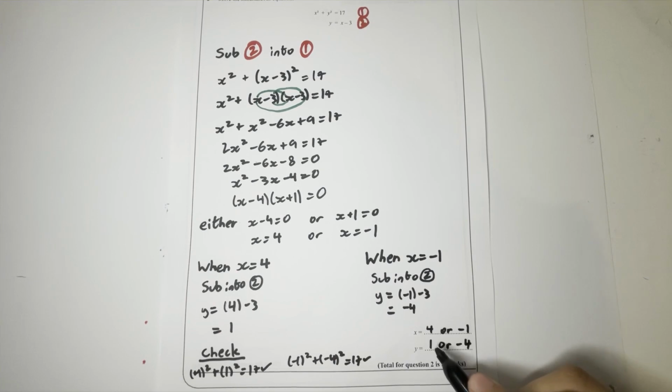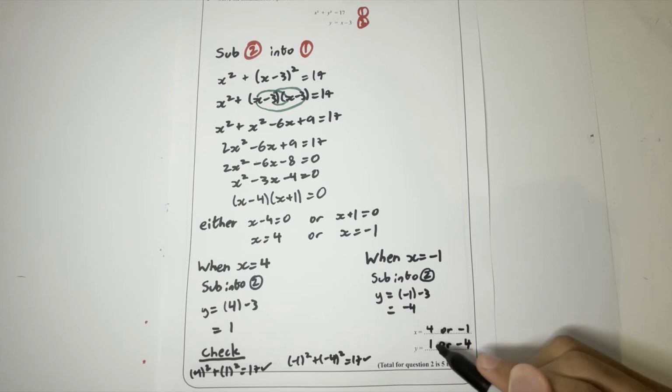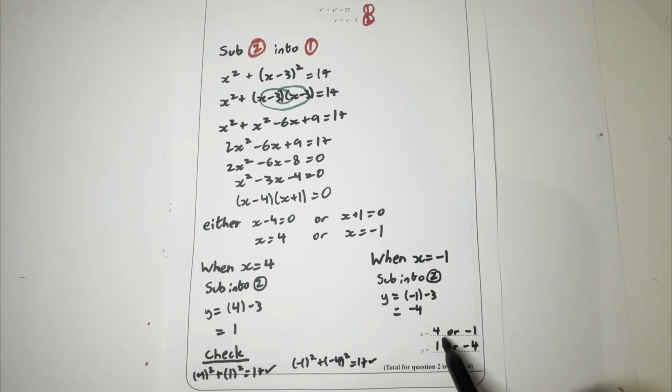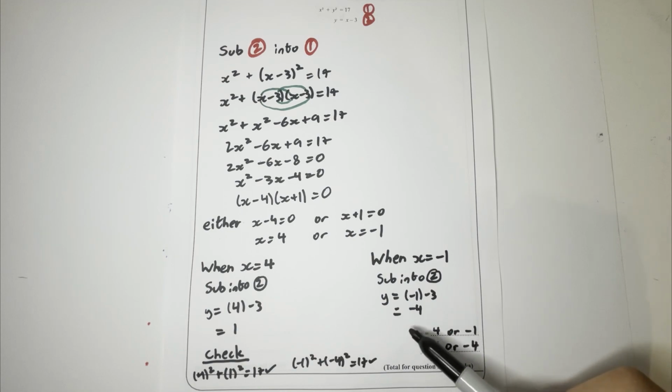So our answers are x is equal to 4 or minus 1 and y is equal to 1 or minus 4. Make sure to write them in the order that they correspond to. This means that if you have x is equal to 4 first, from our first solution pair, you must also have y is equal to 1 first. And in the same way, x is equal to minus 1 second must come with y is equal to minus 4 second.